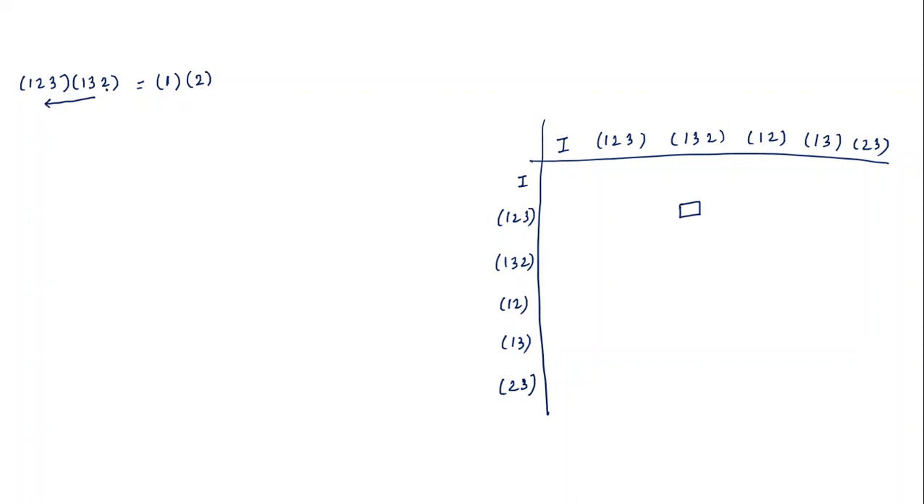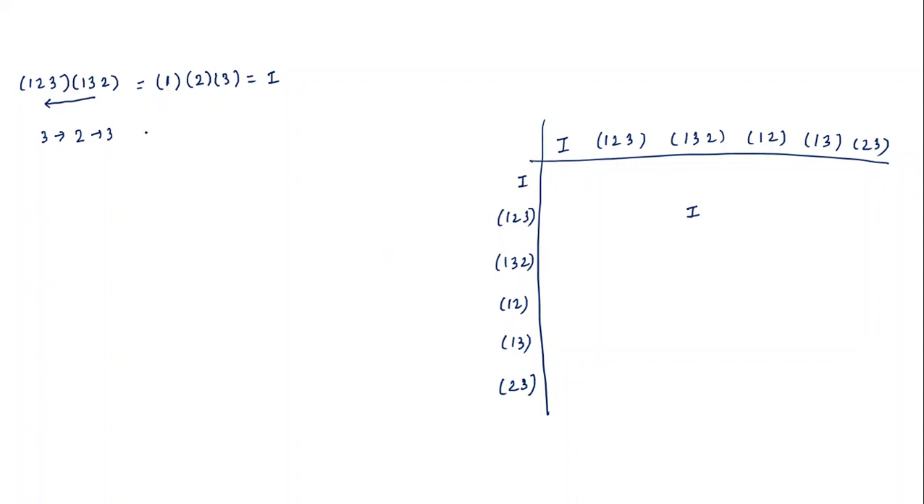Now for 3, 3 is mapped to 2 and 2 is mapped to 3 again, so 3 is mapped to itself. So this is basically the identity permutation. Here in this place we will be putting the identity permutation. This is how we will be operating.